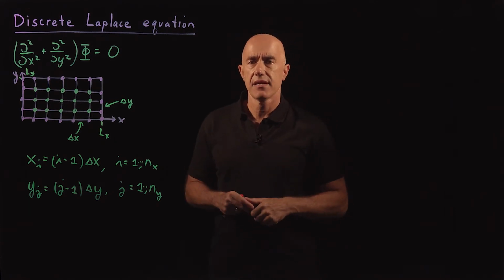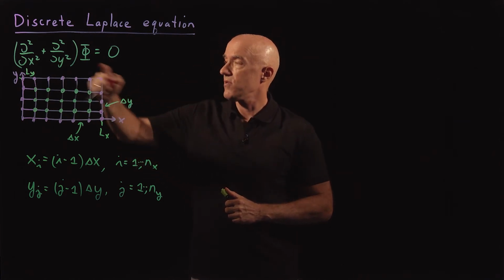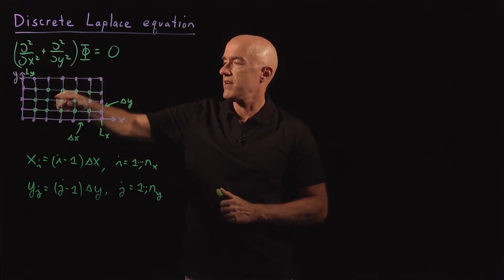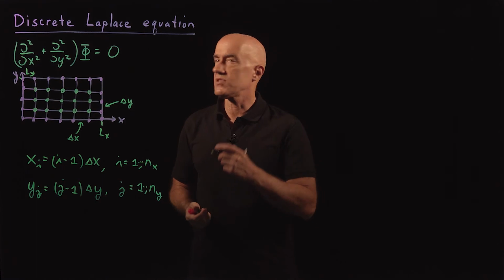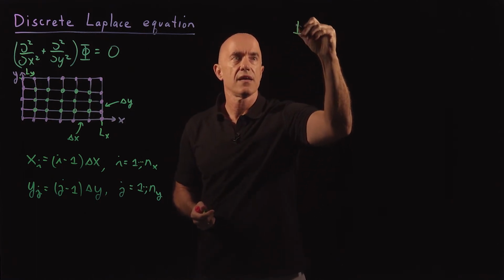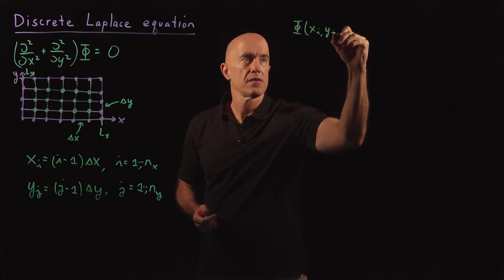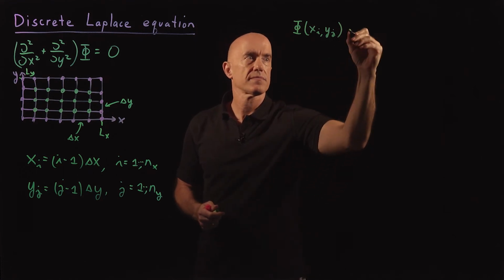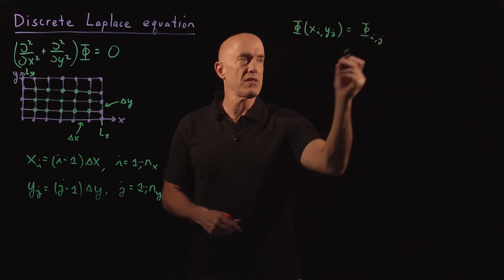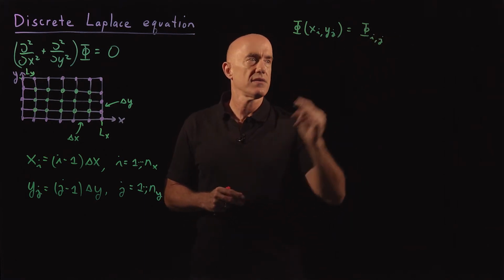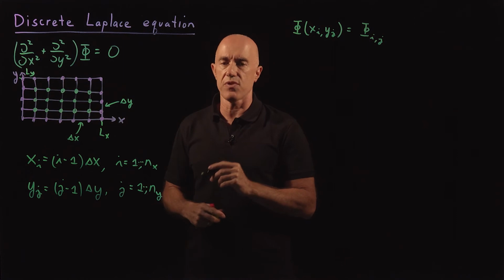The main task in this video is to discretize the Laplace equation, which means to write the derivatives in a form that gives us the value of phi on the grid. So we're going to define phi at the xi, yj grid point by phi sub i comma j. And we'll be looking for an equation for phi sub i comma j. So we need to consider how to convert these derivatives.